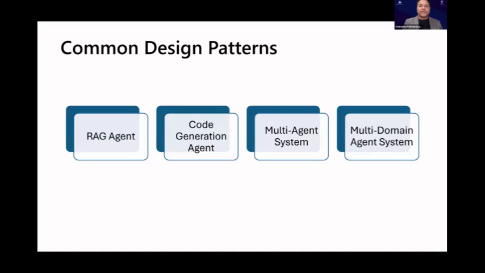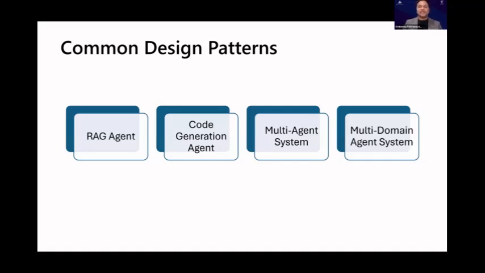The simplest form is the RAG agent. This is your quick question answer agent, where it's able to plug into a knowledge graph and just answer questions, right? Then there is the code generation agent, similar to GitHub Copilot, where you give it a context, you give it a task, and it's able to write code, right?